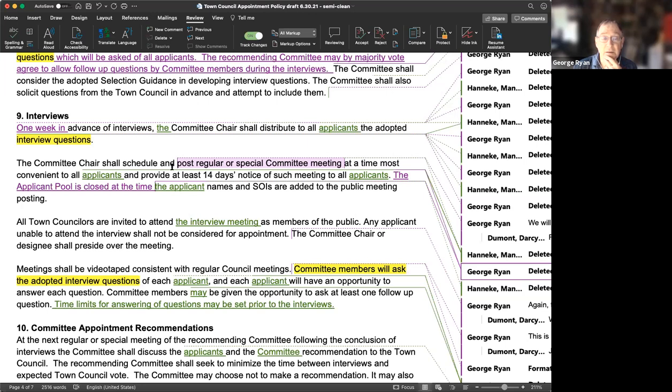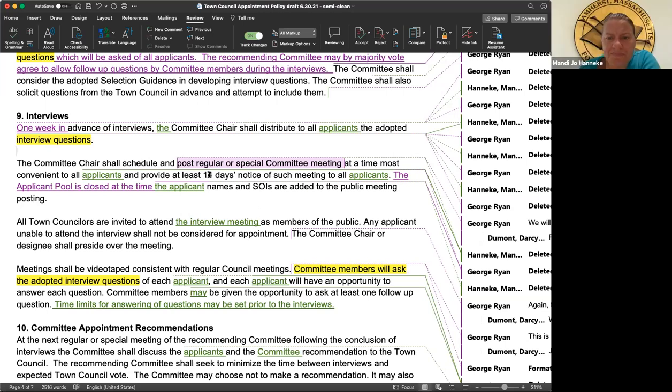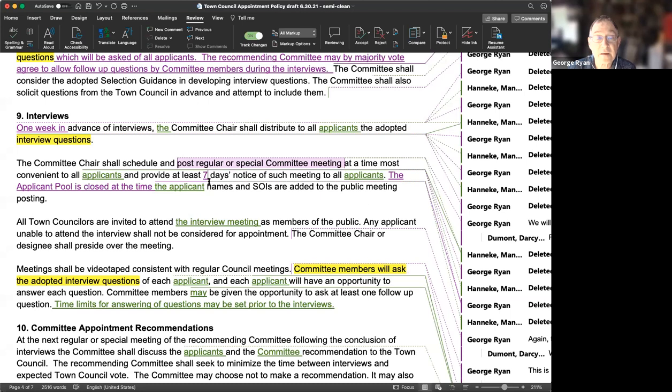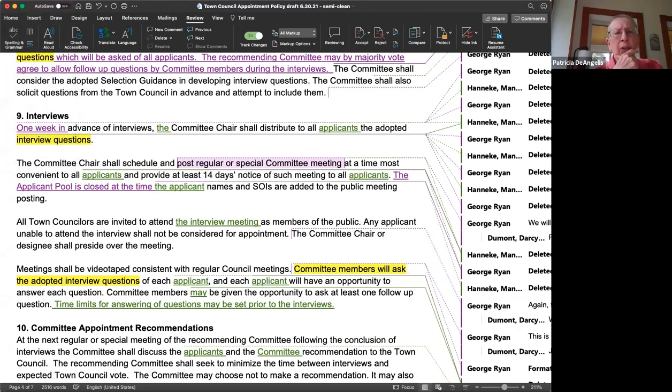Okay. I think that this can come out. But how about: the committee chair shall provide at least X amount of days notice of the meeting to all applicants? Is that something? 7 days. Okay, let's try that. Or 1 week's notice. I think it has to be 2 weeks, 14 days, because people sometimes have to really want to do it and they have to rearrange their schedule, and the more notice they have, the better.